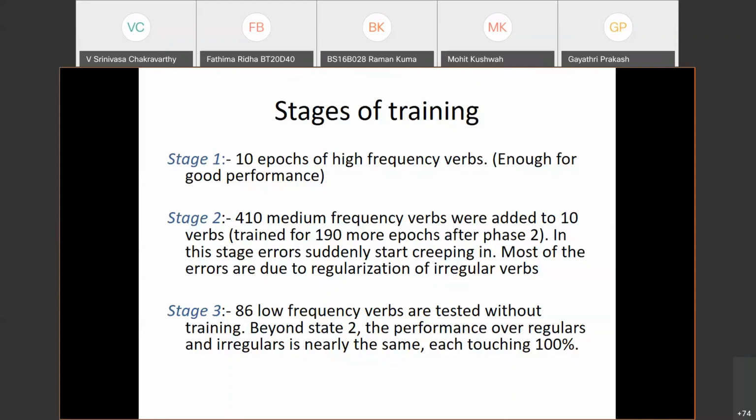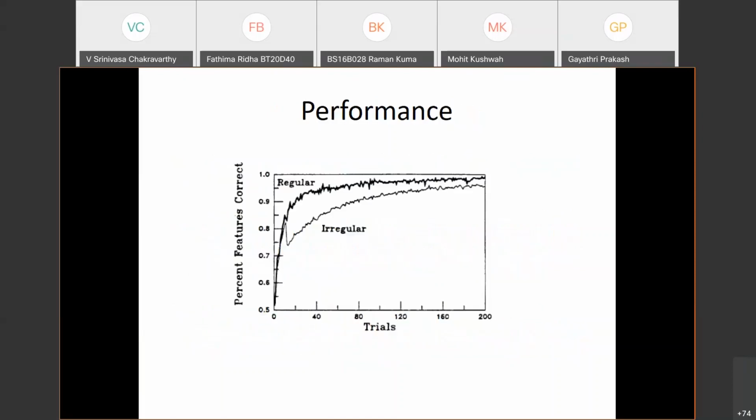Then in stage 3, 86 low frequency verbs were tested without training. This is just testing. And beyond stage 2, the performance over regulars and irregulars is nearly the same. So once it reached stage 3, it was okay. But in the early parts of stage 2, it started making a mess.